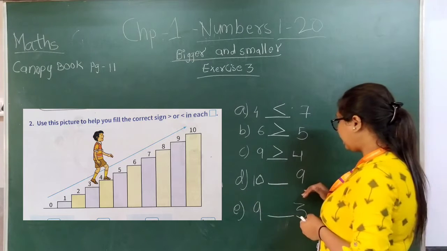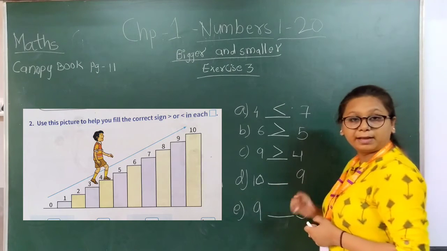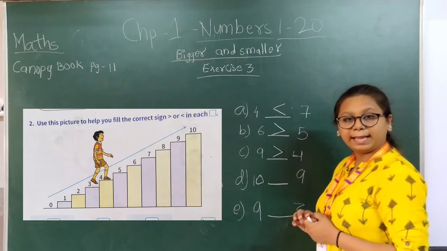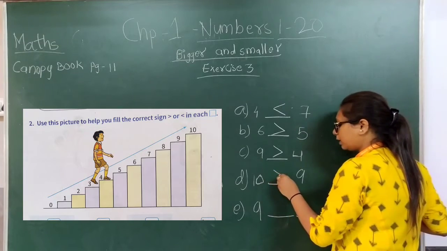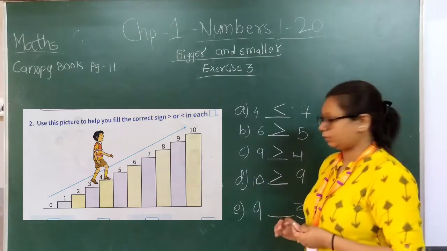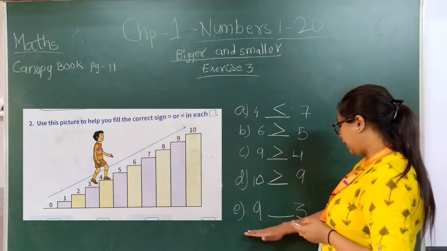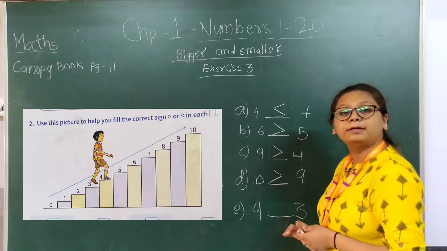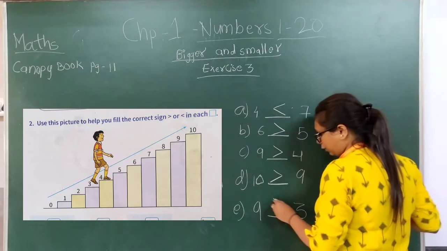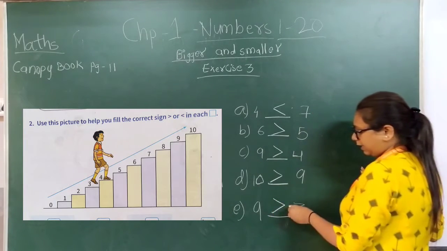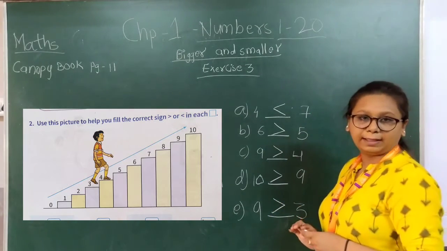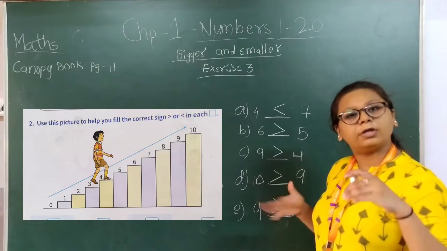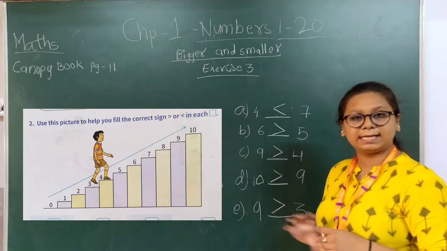Next one, 10 and 9. So which is the bigger number over here? 10. So the mouth will open towards 10. Next, 9 and 3. Which is the bigger number over here? 9. So the mouth will open towards 9 and the tail towards 3. Okay? So you can carry forward the exercise ahead.